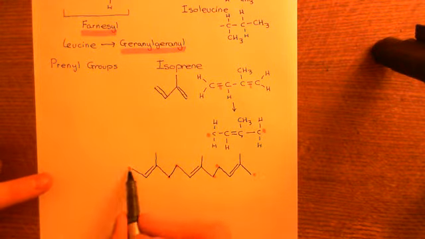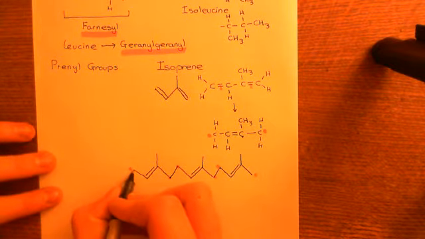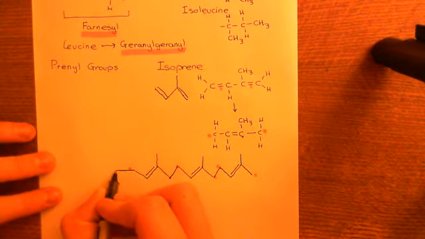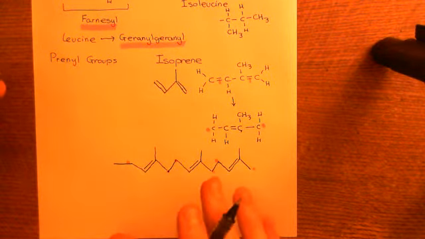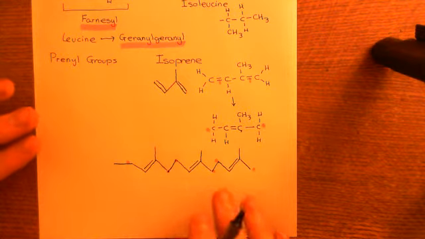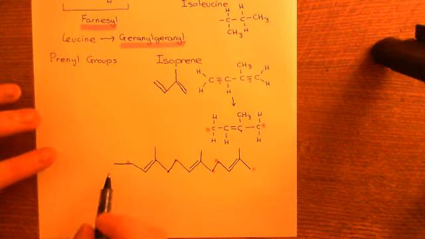We have a free electron here and a free electron here, so we'll bind the free electron on this carbon to some unknown group as of yet, some unknown molecule. That's why this is called a farnesyl group, because we don't know what this is going to bind to, basically.